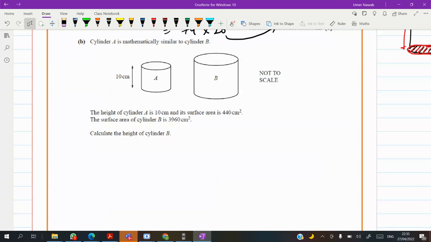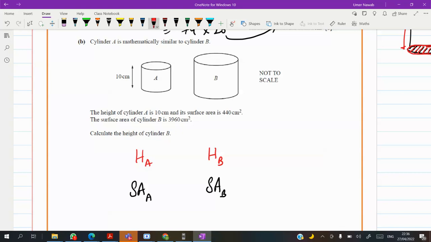We want to compare volume with the height. So let me write here, guys, height of A, height of B versus volume of A, volume of B. What are the things given to me? Volume or surface area is given? No, surface area is given. So let me write here surface area of A and surface area of B.